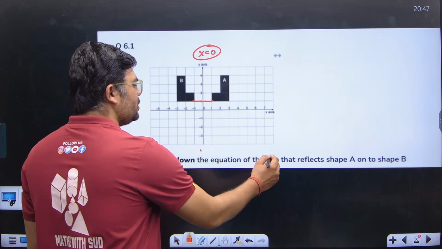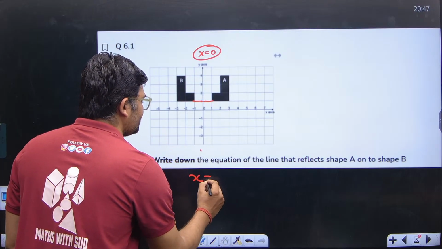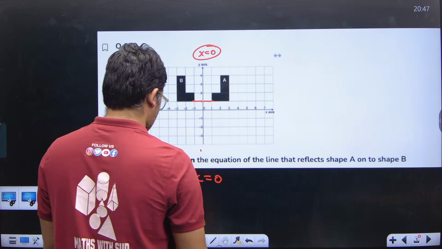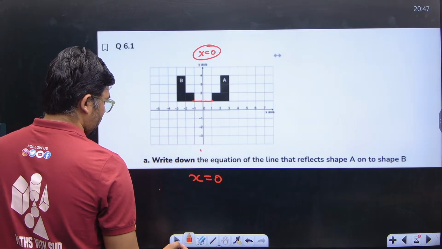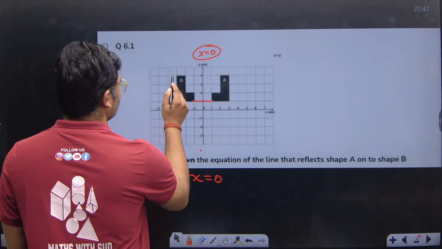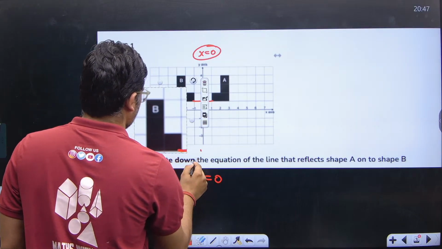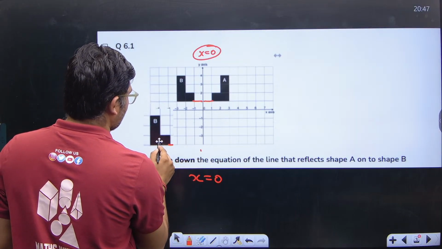Write down the equation for the line. So the equation for the line is x is equal to 0. Okay? Yes. Are you getting it? Yes. Suppose that this is here.